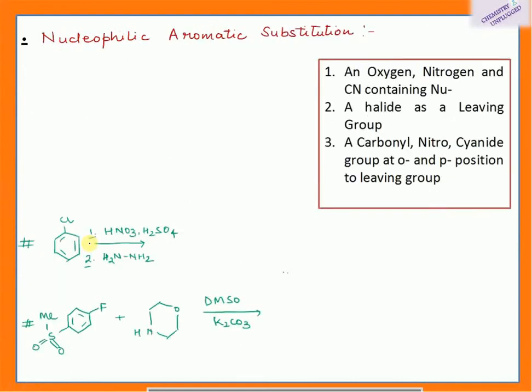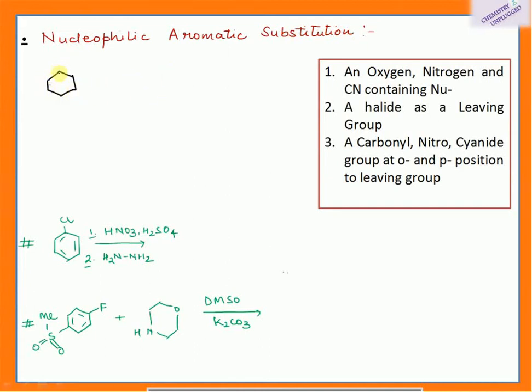So till now we have seen electrophilic aromatic substitution reactions. Aromatic rings, or all aromatic compounds, preferentially show electrophilic substitution reactions, but they can also show nucleophilic substitution reactions. So which type of nucleophilic substitution reactions can be possible? Suppose they show an SN2 type reaction.